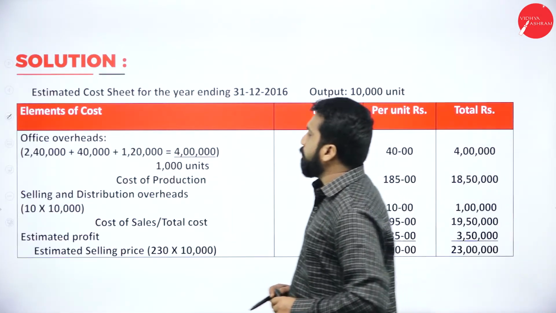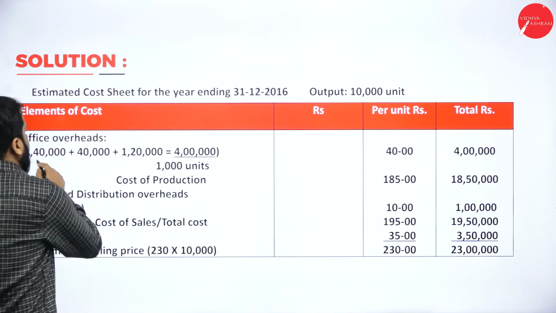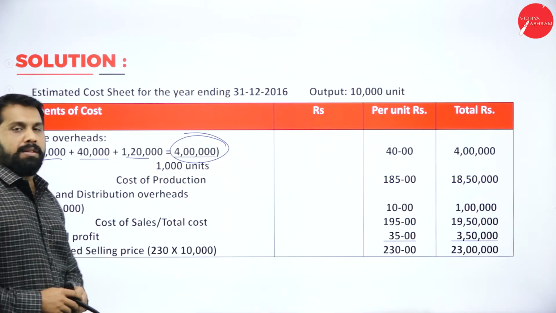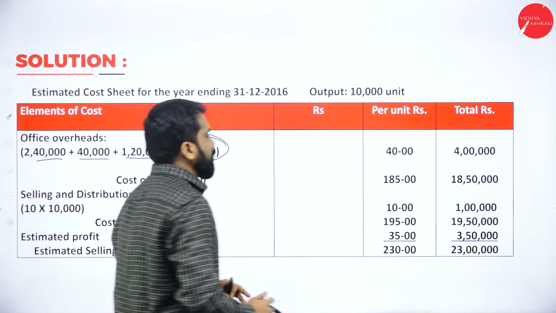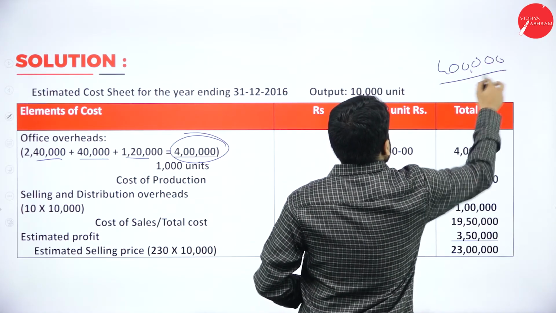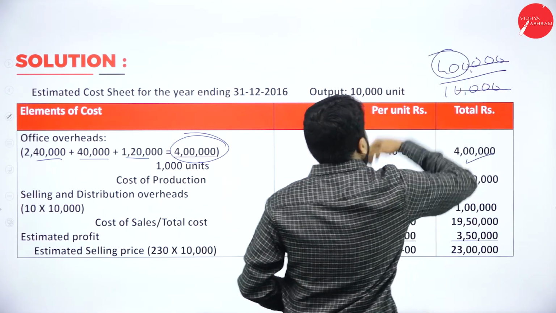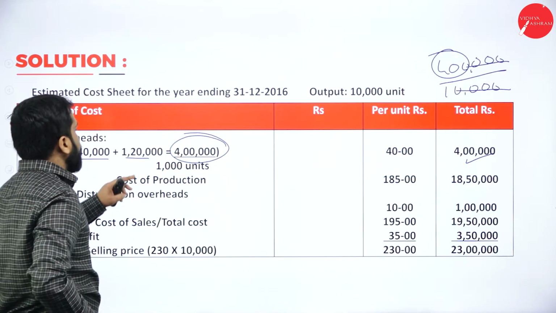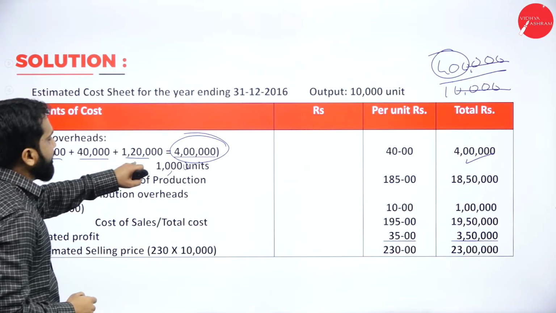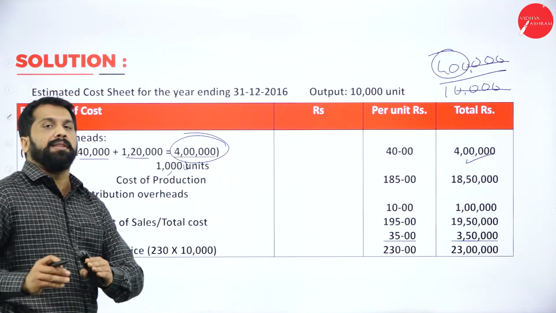Now, your office overhead is similar. Your 2 lakh 40,000 plus 1 lakh 20,000 will be 4 lakh. So 4 lakh for 10,000 units. It will be how much? 4 lakh divided by 10,000, so all 4 zeros are cancelled. Your answer will be 40. Remember, this is for 10,000 units. Your office overhead is this much, divided by 10,000, you will get 40. Your final answer is 4 lakh. This is all about your office overhead.